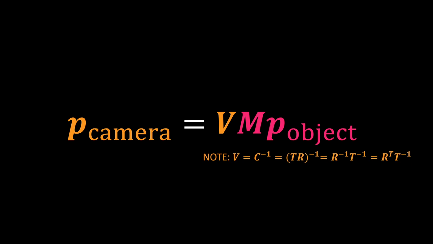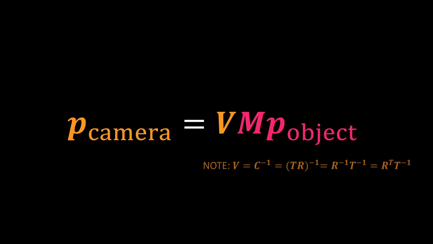And then here's this fun fact about V. It's equal to C inverse. That's probably TR. TR inverse is R inverse T inverse, and R is orthogonal because it's a rotation, so R inverse is R transpose. Don't worry about this so much. It's probably true, but it's a fun fact.